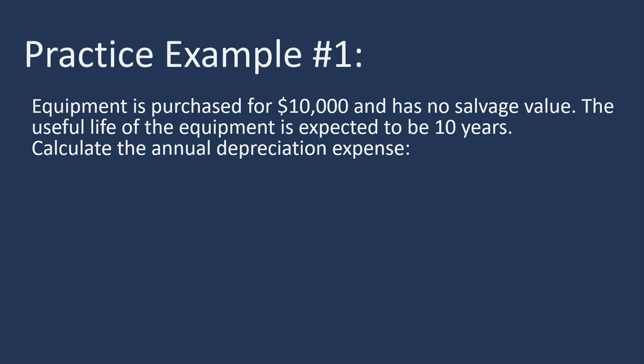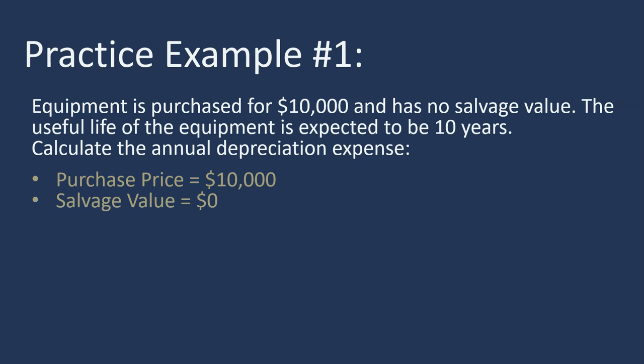Equipment is purchased for $10,000 and has no salvage value. Like we pointed out, sometimes there are pieces of equipment or vehicles that have no salvage value, and this is one of them. The useful life of the equipment is expected to be 10 years, and we're going to calculate the annual depreciation expense. What I like to do is take the information needed for the formula and pull it right out of the problem and write it down. The purchase price is $10,000, salvage value is zero, there is none, and the useful life period is 10 years.